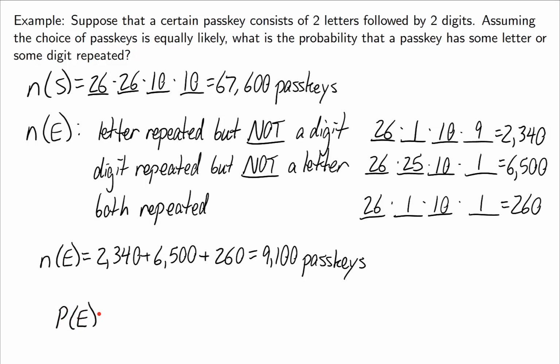The probability of E would be 9,100 divided by 67,600. Remember, it's just the E over S. If I convert that to a percentage, I get about 13.5%. So not a lot of these passkeys are going to have a repeat letter or digit.